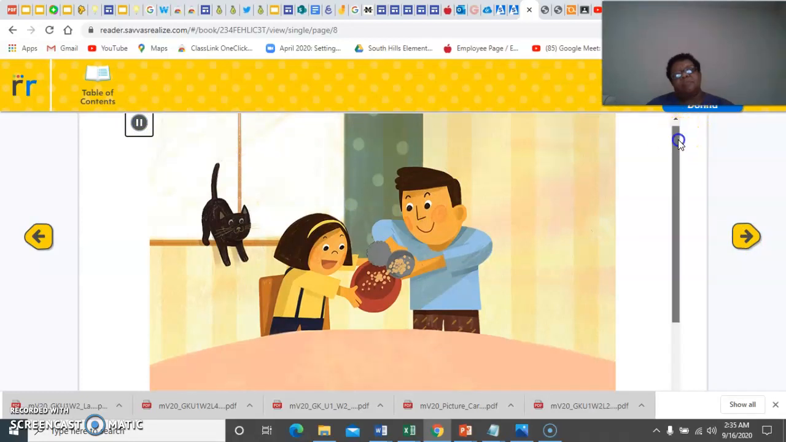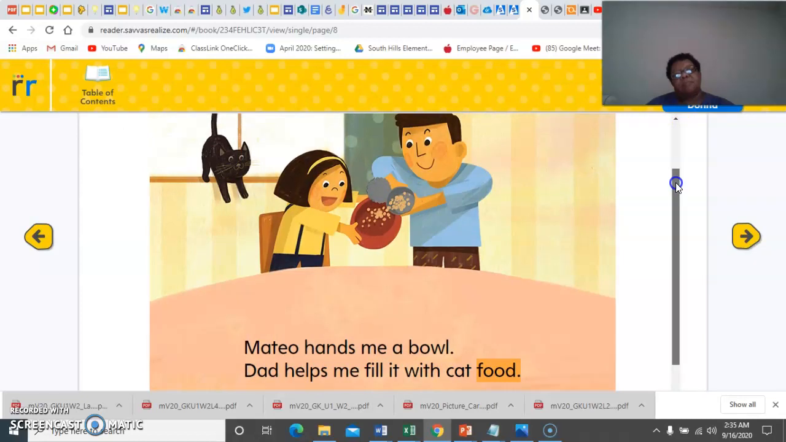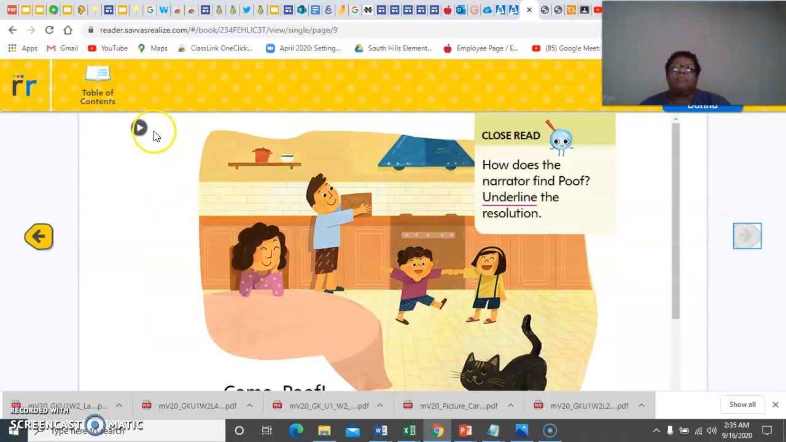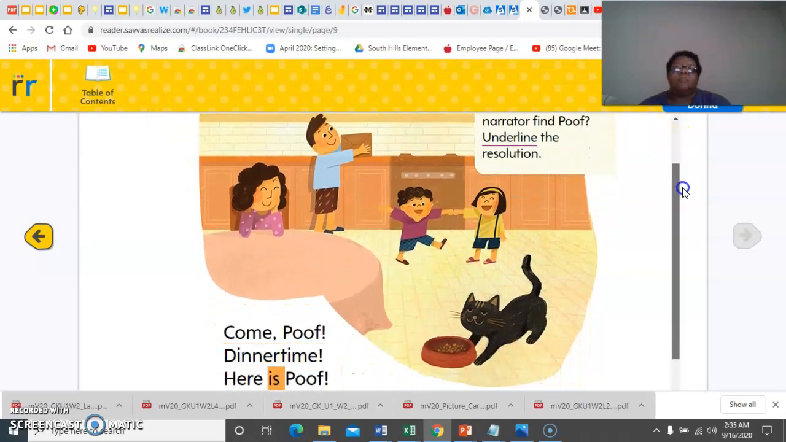Mateo hands me a bowl. Dad helps me fill it with cat food. Come, Poof. Dinner time. Here is Poof.